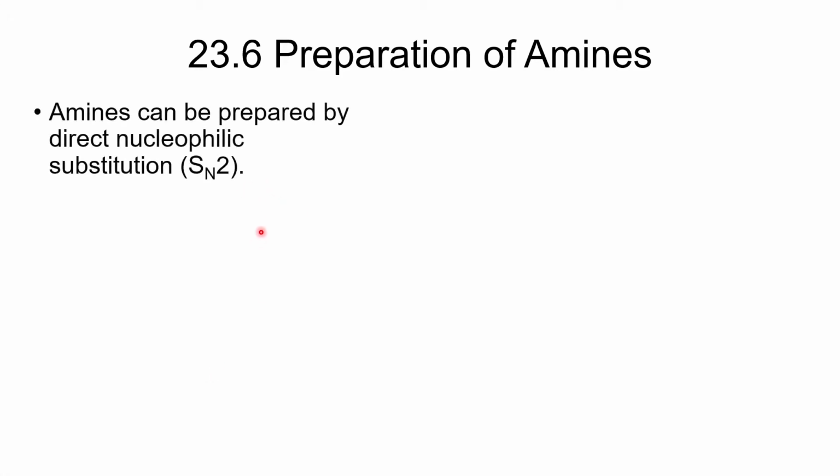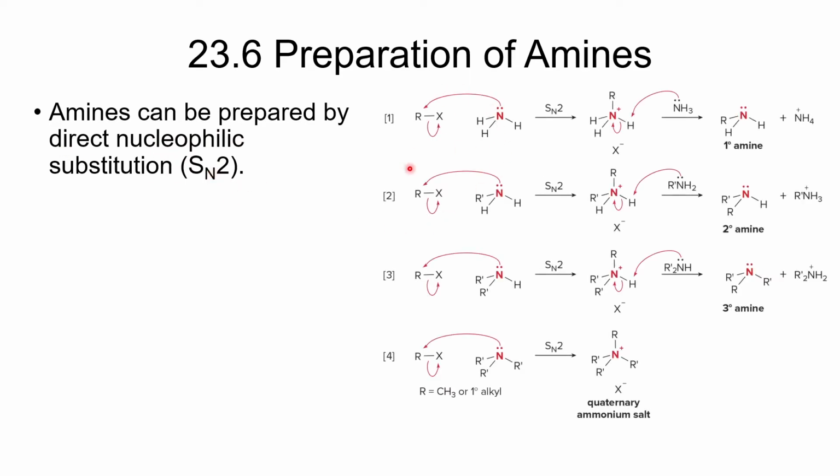We continue with chapter 23, which is all about amines, and we want to look at the preparation of amines. How do we make amines from other compounds? We can make amines using nucleophilic substitution on an alkyl halide, and the nucleophilic substitution is SN2. Right? And here are some examples of the nucleophilic substitution that we can do.